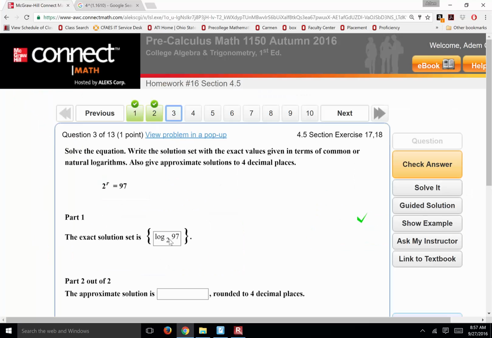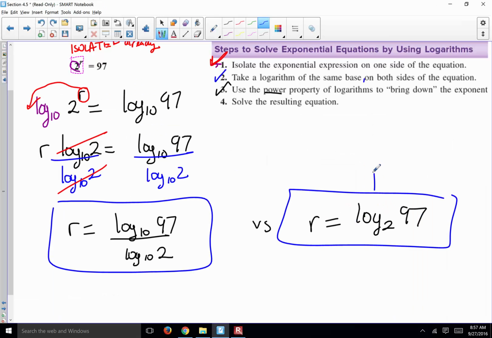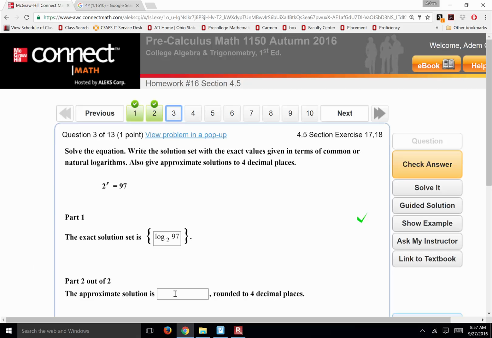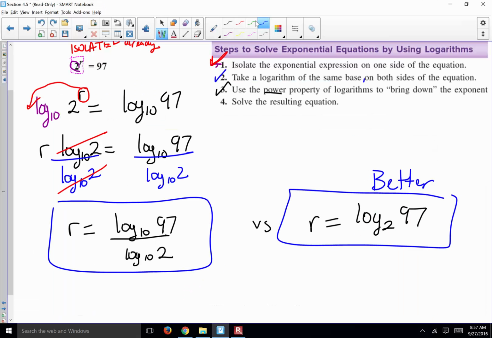For part 1, if the question is asking for the exact solution set, this is better. But if there is a part 2, they want the approximate solution. No calculator can do this. You need to change it to here. So this is better for approximations. Depending on what the question asks, you may want to choose one option.